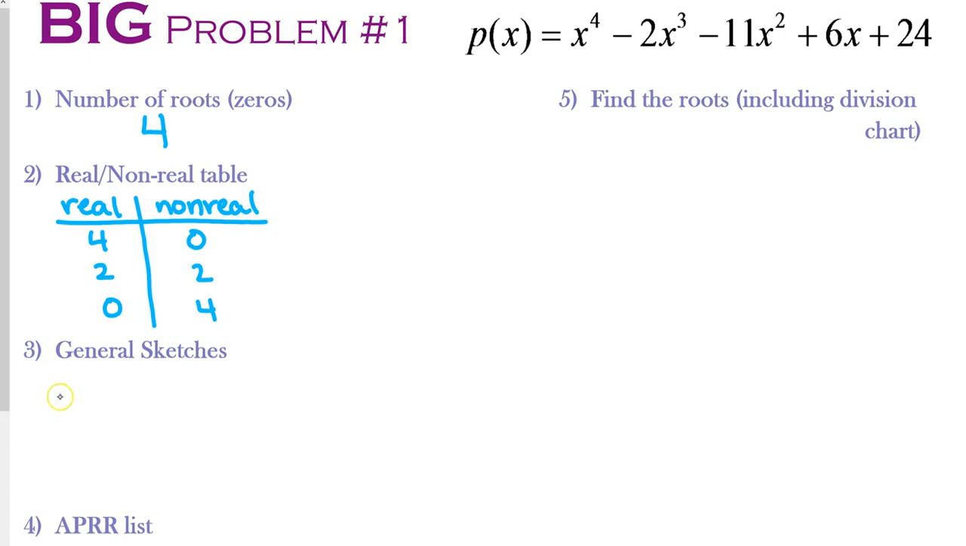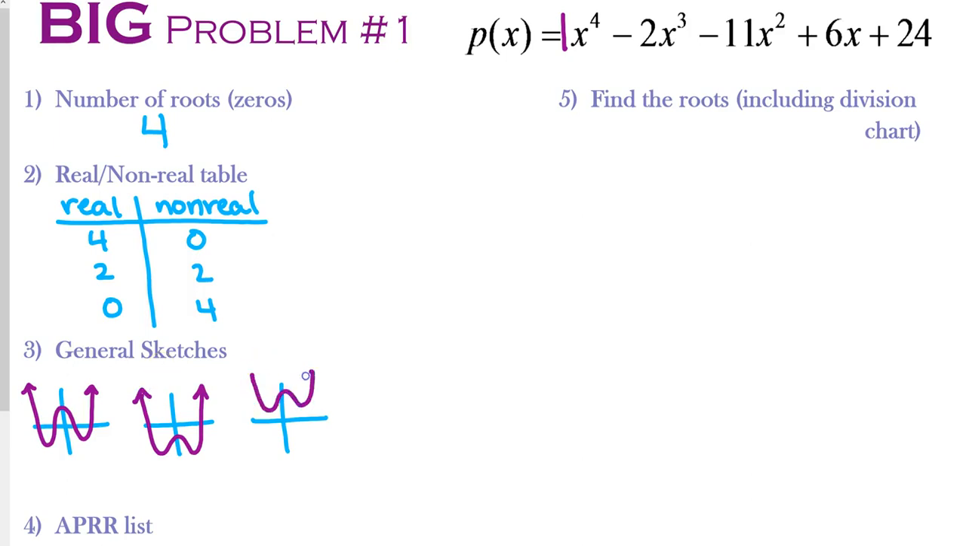Okay, now for the general sketches. So we have 3 possibilities from the 3 rows of the real and non-real table. So we're going to draw 3 sketches. Notice that the leading coefficient of the polynomial is 1, and it's a positive, so that means this one's going to open up. So opens up and has 4 x-intercepts for 4 real roots, or opens up and has 2 x-intercepts for 2 real roots, or opens up and has 0 x-intercepts for 0 real roots.